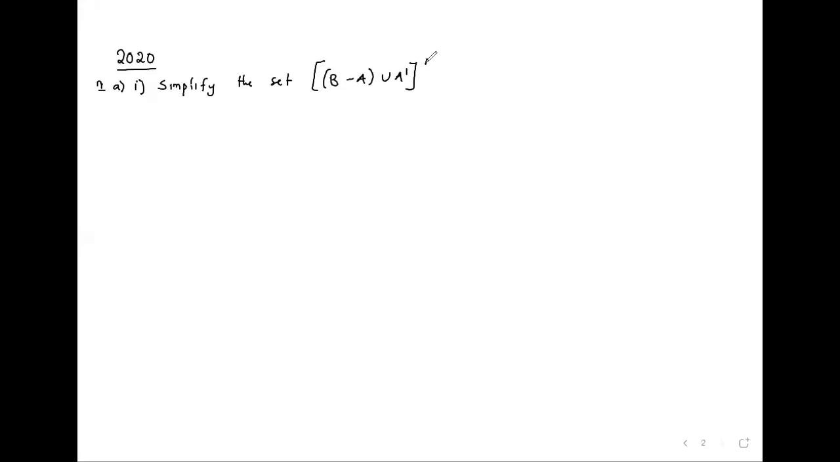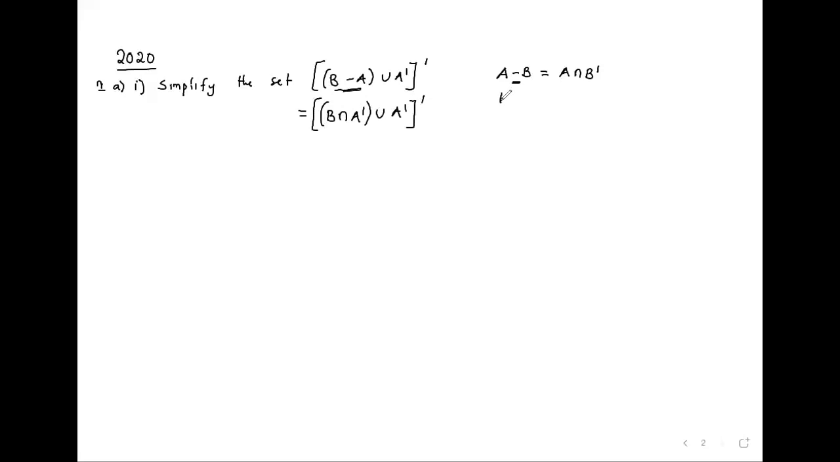The only thing you need to know is that A minus B, by definition, is A intersection B complement. That's how it is defined. So when we get to our question here, we'll first change this using the definition of minus. So this is B intersection A complement union A complement, and the complement outside is there.